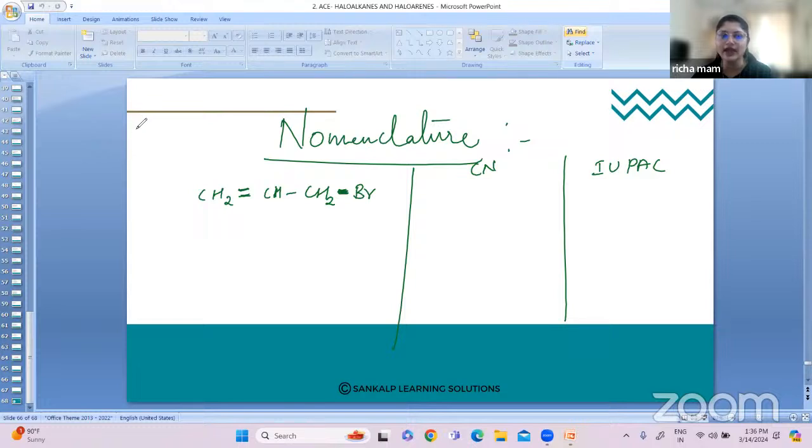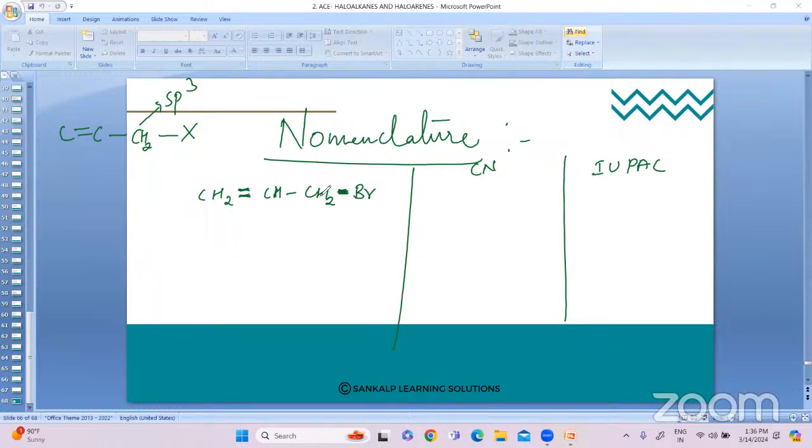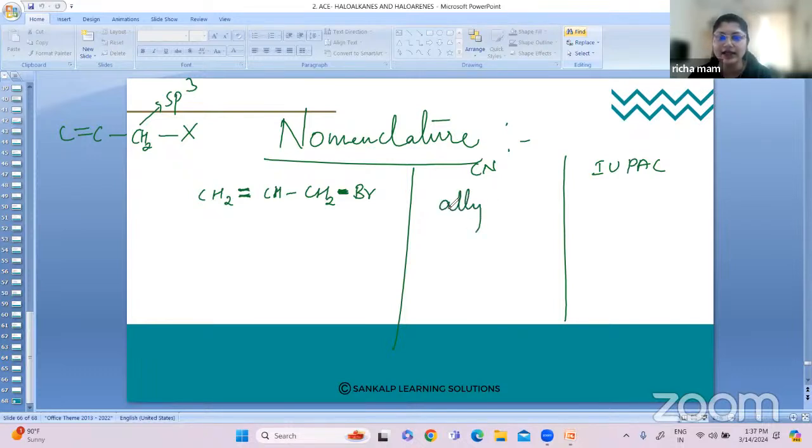We are studying haloalkanes and haloarenes. In the classification, when you have a double bond system, the halogen atom is attached to a carbon which is sp3 hybridized, which is next to a carbon-carbon double bond. So these are termed as what? Allylic carbon. Yes, so they are called allylic. The common name given is allyl bromide.